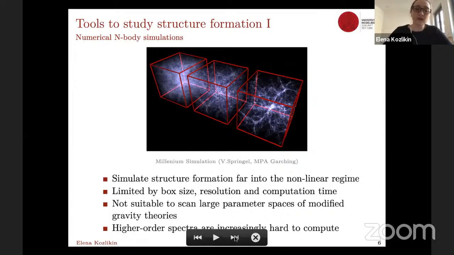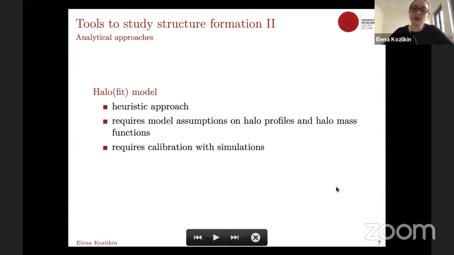So we really need analytical approaches to study structure formation, and of course there are some. One that works really well is the halo model, or the halofit motions, to compute the matter power spectra, and we need to assume something about the halo profiles and the halo mass function. For instance, if you study modified gravity theories, you might not know these, right? And for the halo model to produce good results for the matter power spectrum, for example, you also need to calibrate with numerical simulations again.